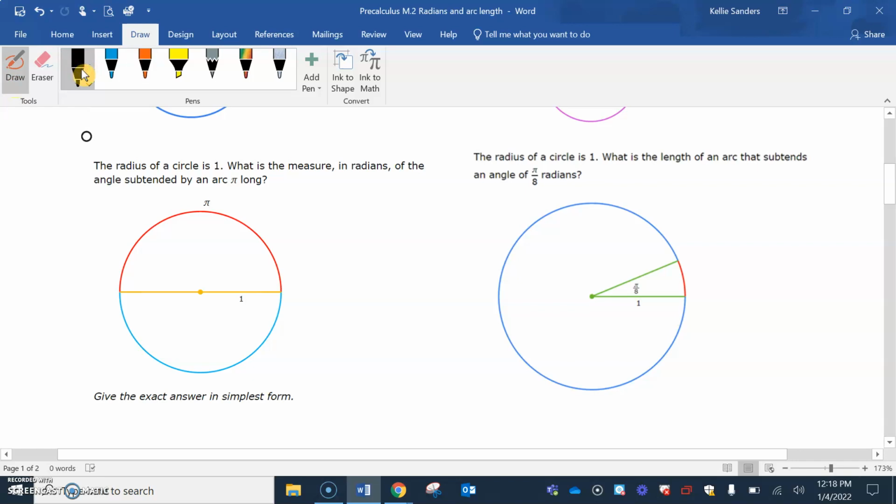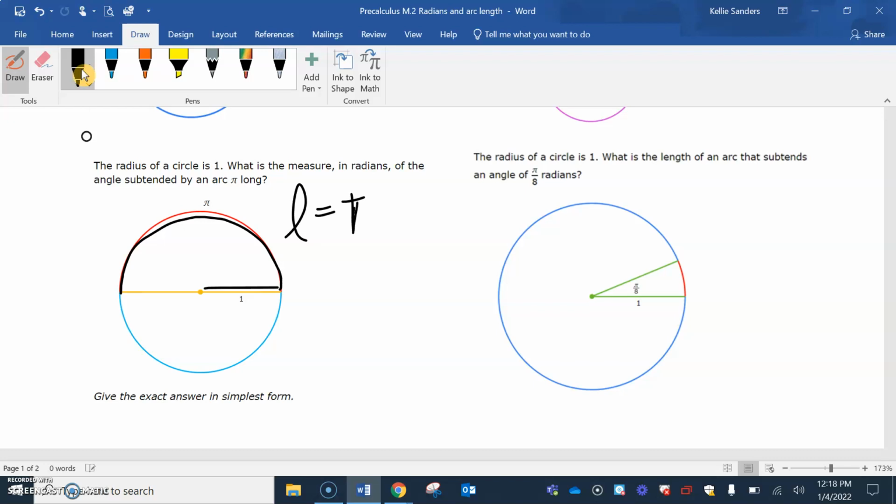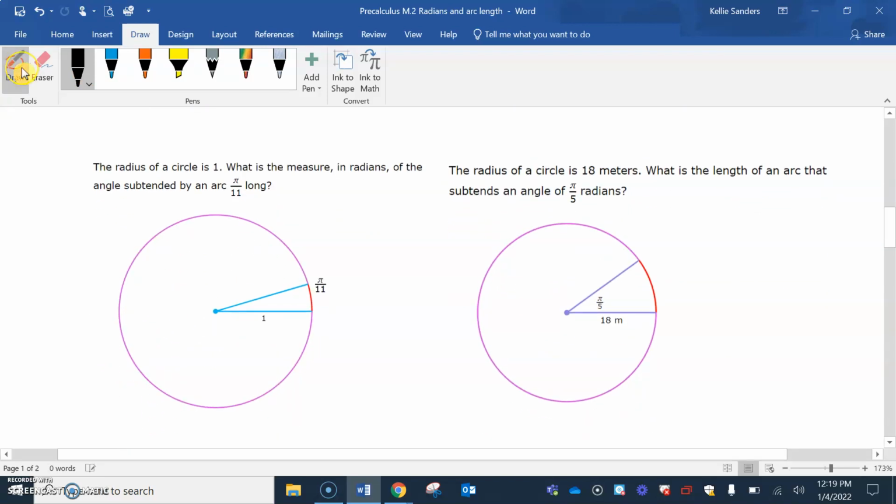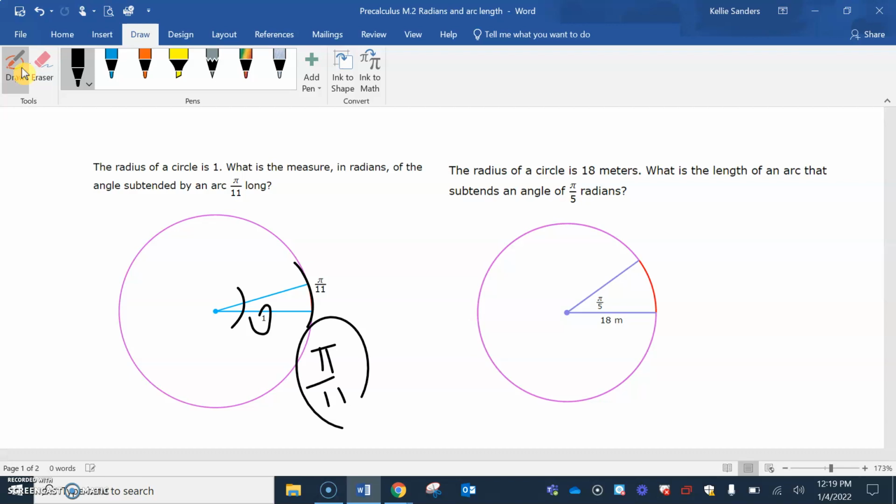So on this, if the radius is 1, and the arc length is pi, so L equals R theta, that's our formula. But because the radius is 1 and our arc length is pi and we're looking for theta, we would divide by 1 and our theta is pi. And that's why whenever your radius is 1, these are going to be equal. So if this is 1 and our angle is pi over 8, our arc length is pi over 8. Our radius is 1 and our arc length is pi over 11. What is the angle? Pi over 11.